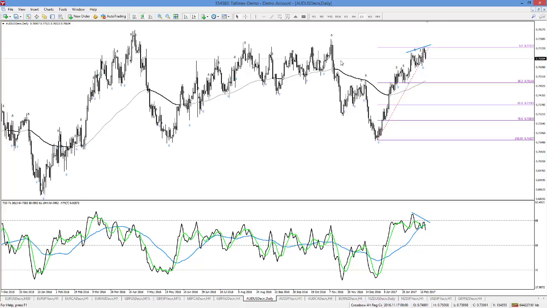For you advanced pattern traders, you can pull in your advanced patterns here and take a look and see if this is indeed an advanced pattern. We'll pull this in, and there you have it. That is the Aussie dollar daily chart.